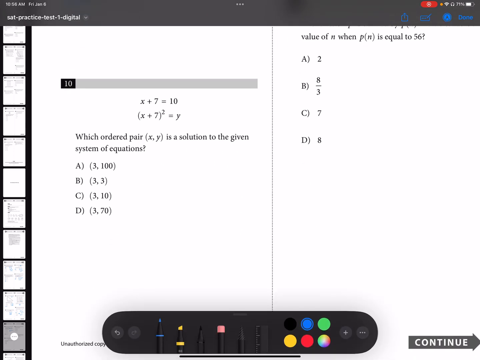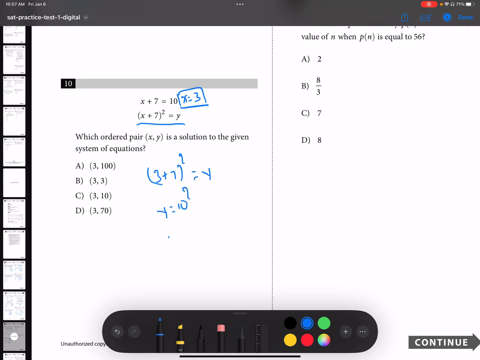Okay, number 10. Which ordered pair is a solution to the given system of equations? I can find x first, so x is equal to 10 minus 7, which is 3, and that's in every answer option. Next, we can put 3 into this equation, so 3 plus 7 squared is equal to y is equal to 10 squared, y is equal to 100. So that means our answer should be A, because if we have x as 3, y is 100, then we write that as 3, comma 100.